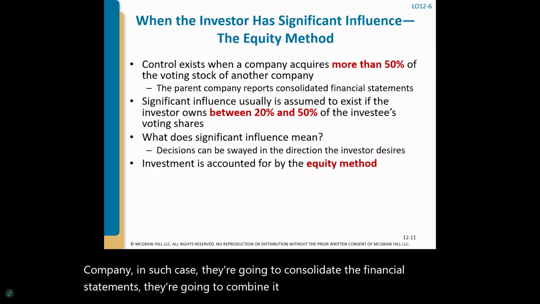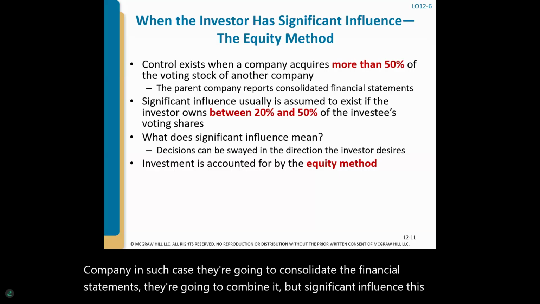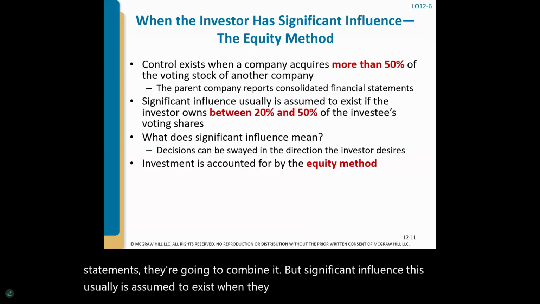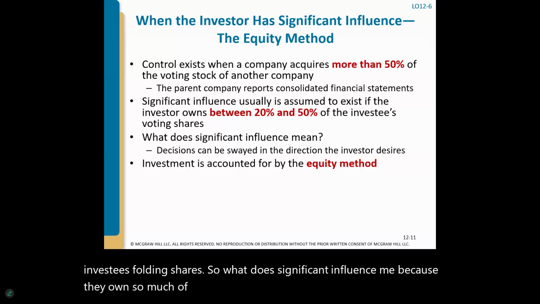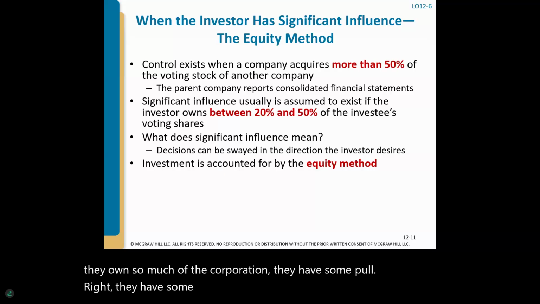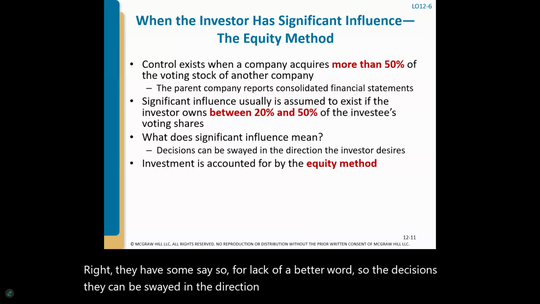But significant influence usually is assumed to exist when they own between 20 and 50% of the investee's voting shares. So what does significant influence mean? Because they own so much of the corporation, they have some pull, right? They have some say so, for lack of a better word. So the decisions can be swayed in the direction that the investor desires.